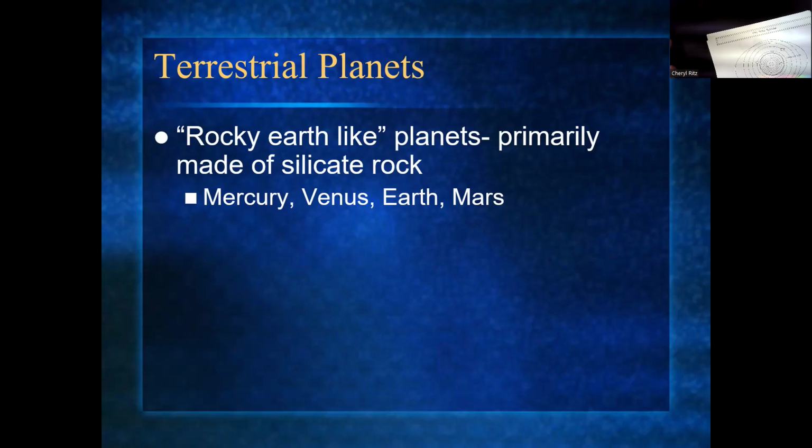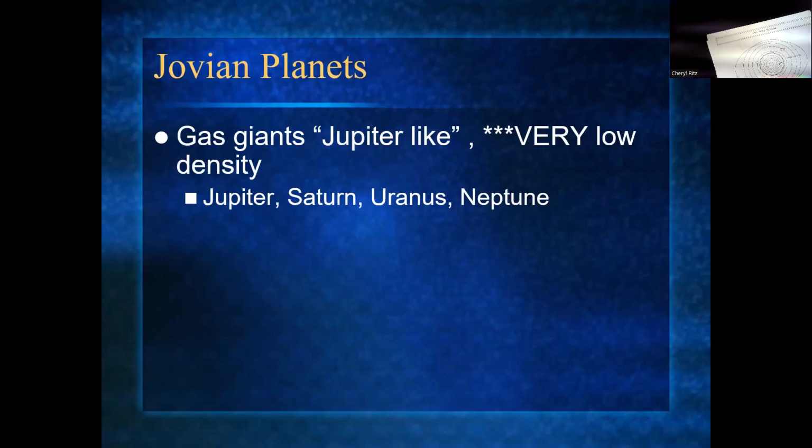They are a lot like Earth. Remember, they had that higher density. They were all smaller. The first 4 are considered terrestrial planets. The other 4 are called Jovian planets. They're the gas giants. They're Jupiter-like. These ones are super low density, and you can guess by their name, gas giants. They're also huge.